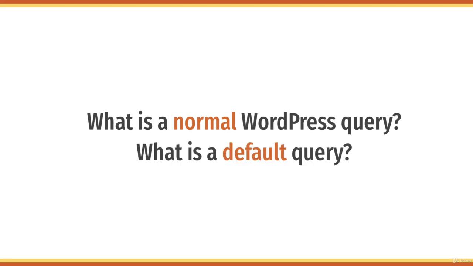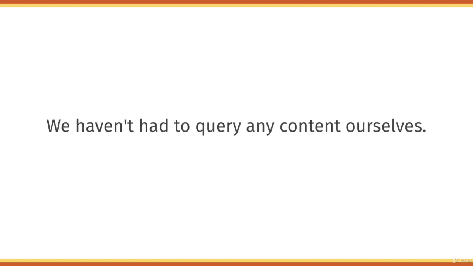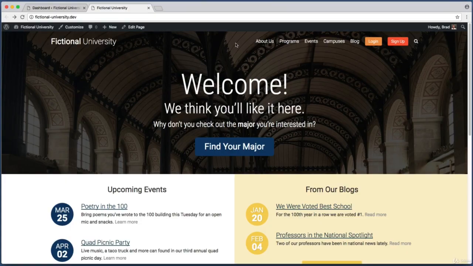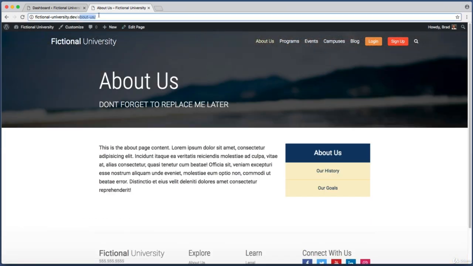Well, so far in the course, you and I have not had to manually query any content or data ourselves. WordPress automatically queries the appropriate content for us based on the particular URL that we are visiting. So for example, up in the header, if I click on the About Us page, WordPress will look at that URL and see the About Us slug, and then WordPress knows to only query the database for that one page named About Us. Things like the title and the content.